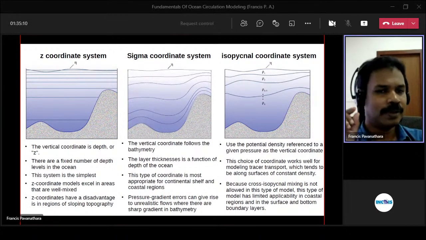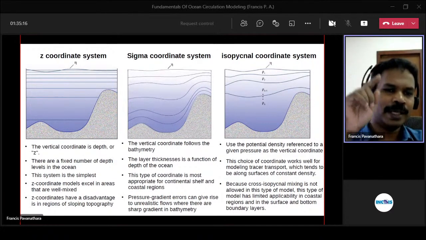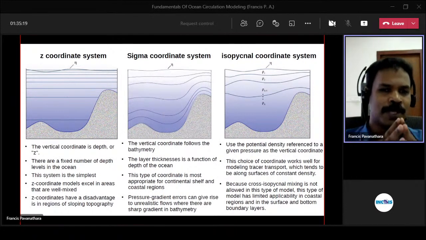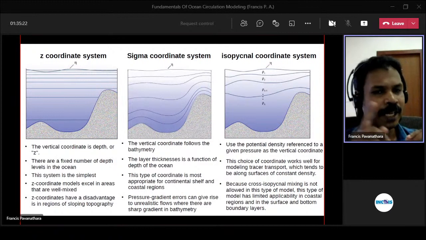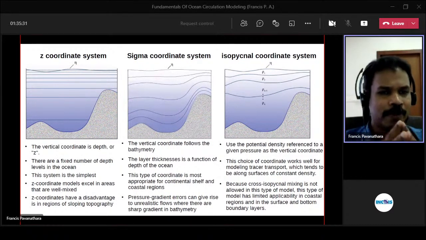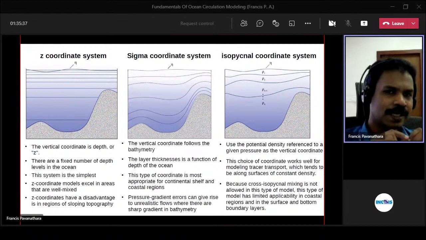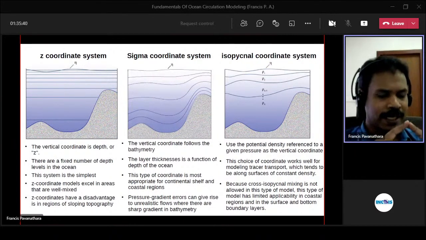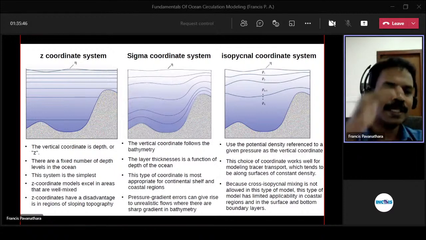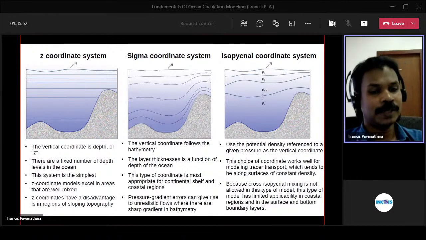Then fine. But the problem with this is that the first layer is zero, and then the next layer is at 50 meter. Most of your processes, surface processes, will get over in this one layer itself, and there is no way you can represent all these processes in that single layer, because everything will look uniform. You may not have a proper mixed layer. So what you can do is reduce the thickness of the layers at the surface and increase it in the interior ocean, where you are not very keen to look. That way you can change the distribution of the depth the way you want it.